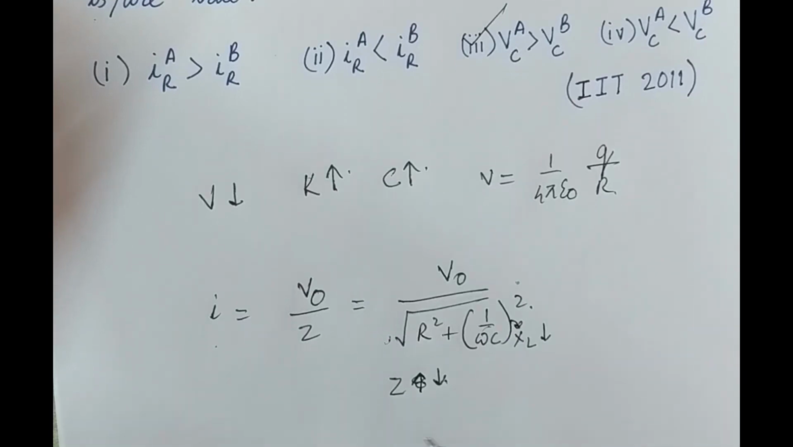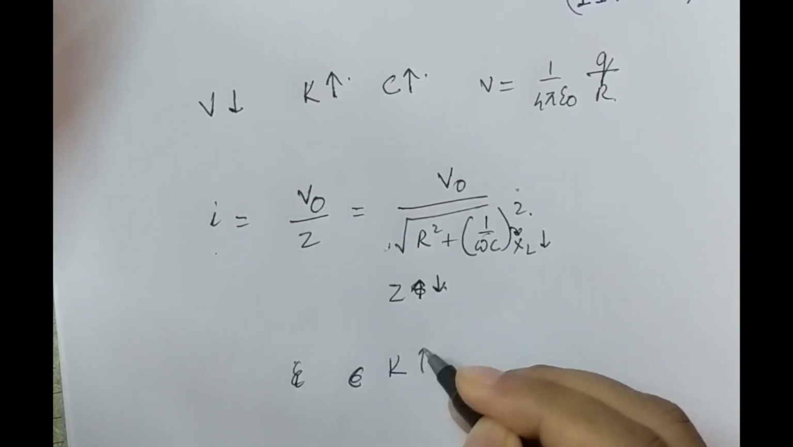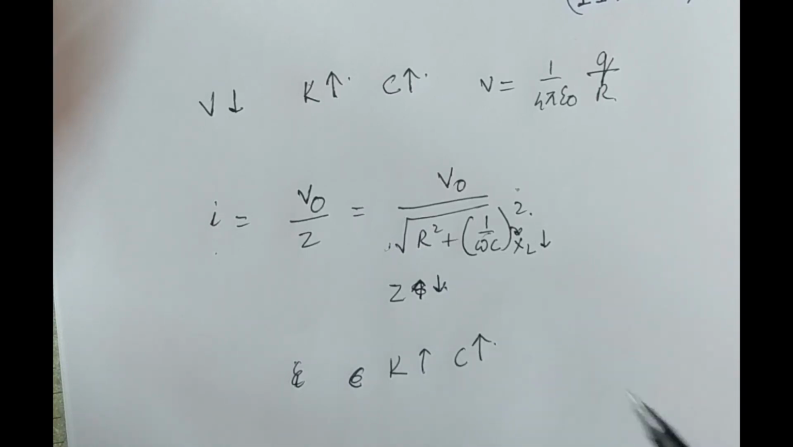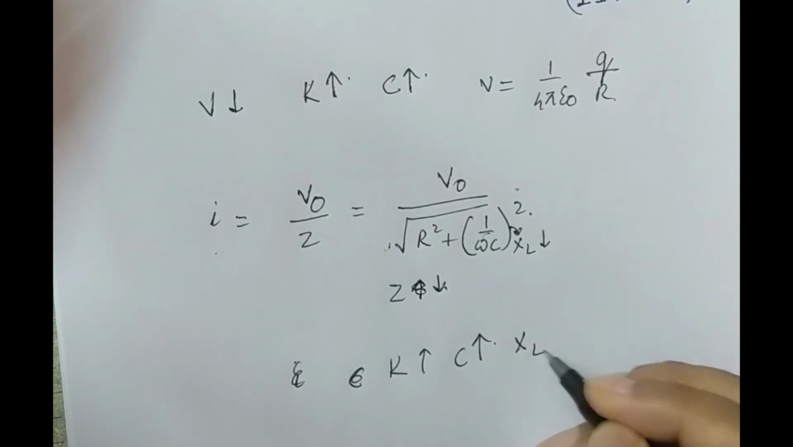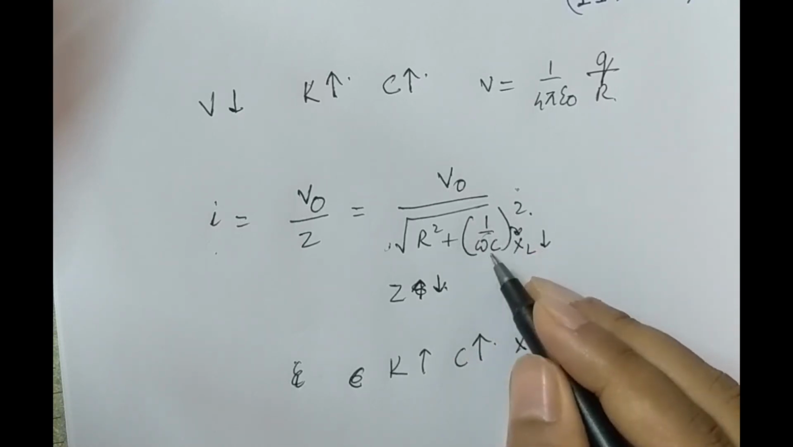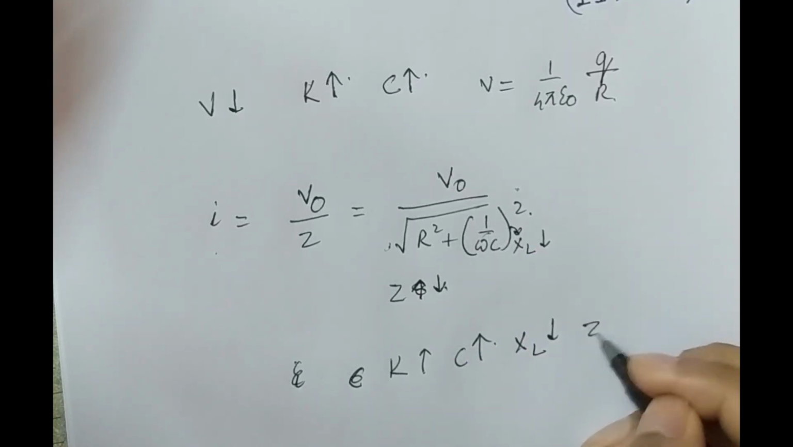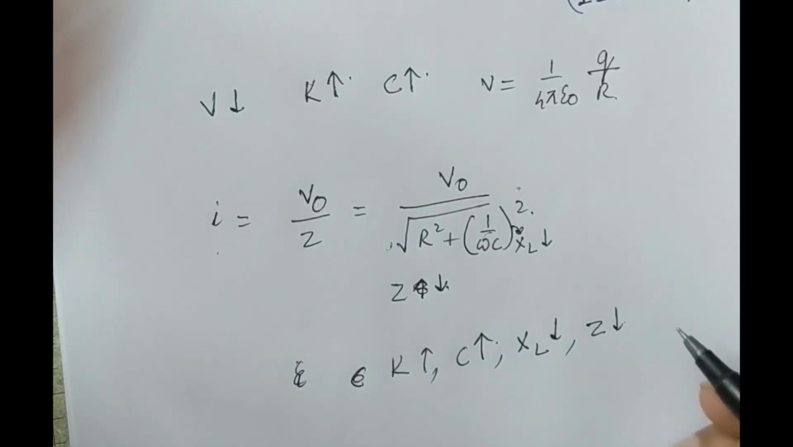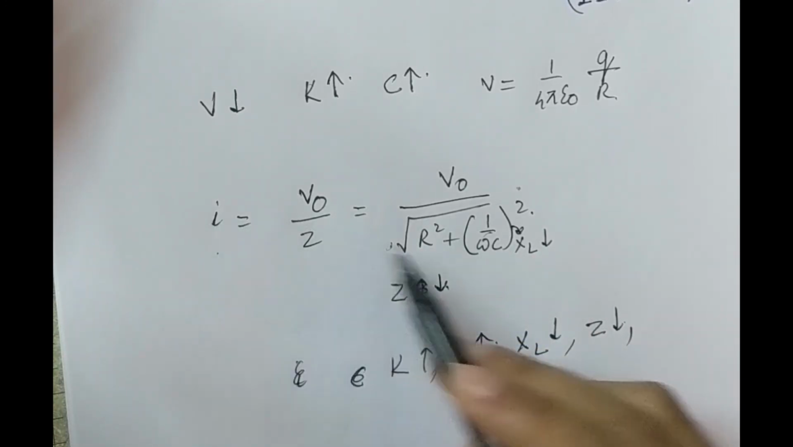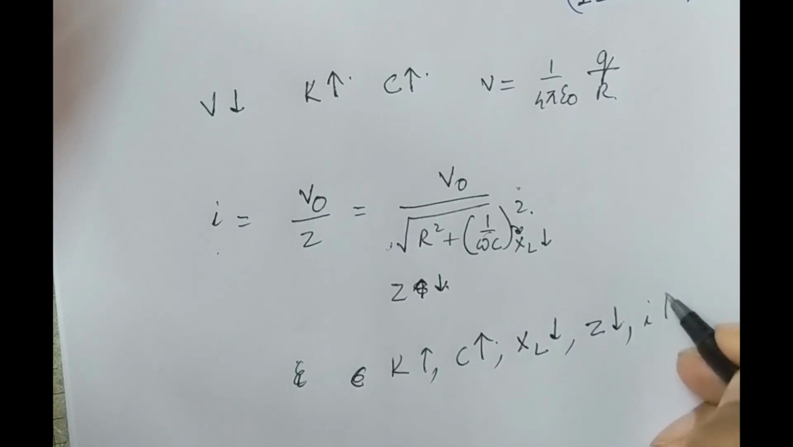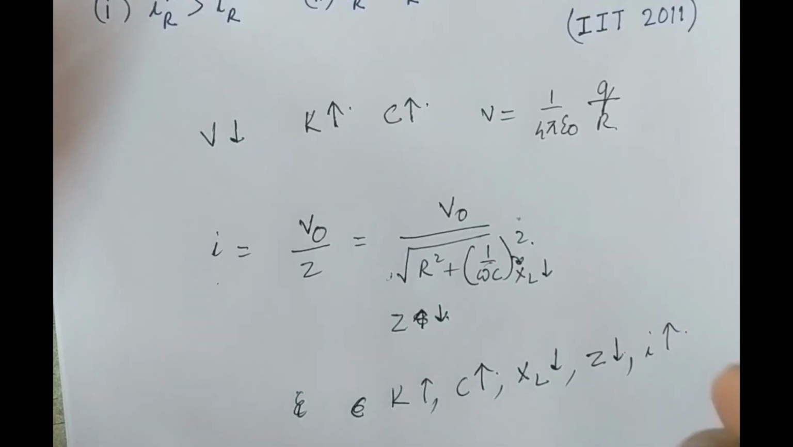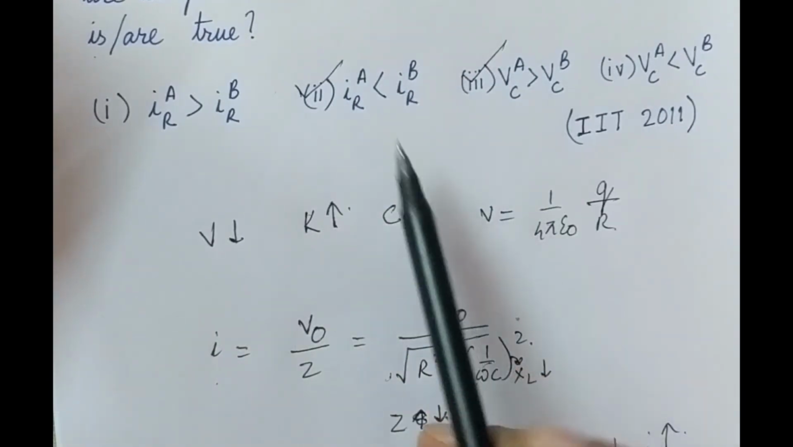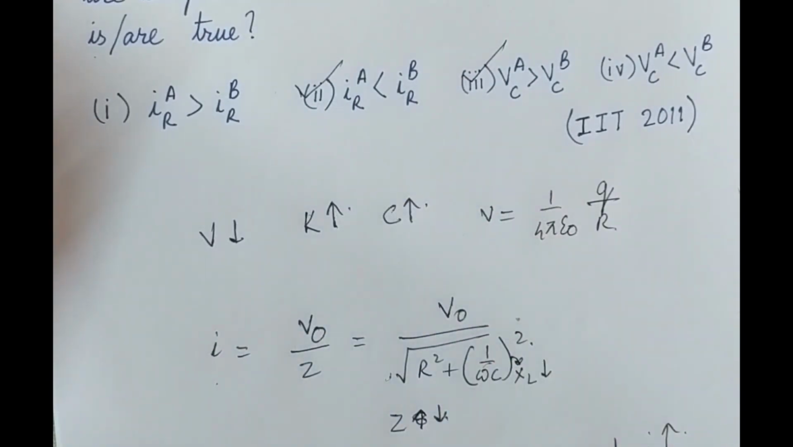To summarize the entire thing, K goes up, so C goes up. Since C goes up, XC goes down because it is inversely proportional to C. The impedance Z goes down because it has an additive term of XC. Because Z goes down, and it's inversely proportional to I, the current goes up. So we know in the second case, when the K value is higher, the current is also higher. So IB is greater than IA. So the correct option is option number 2. So this has two correct options, number 2 and number 3.